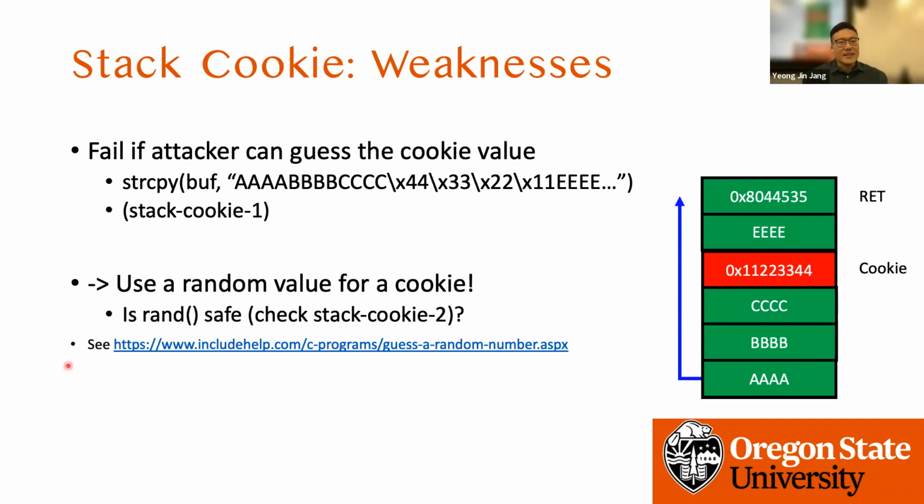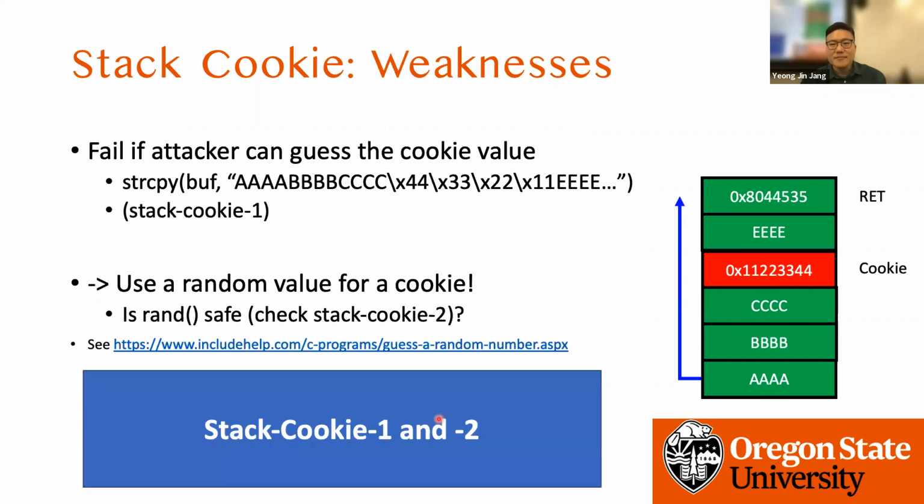And then in stack cookie 2, I put a random value here, not a fixed value. But you can guess the number, because to use rand, we need to run srand first. If you use the same seed, then you can guess what the random value will be, and then you can put the same value there. So you can refer to how to guess the next random number, and please try that for attacking stack cookie 2. So these will be simple challenges.